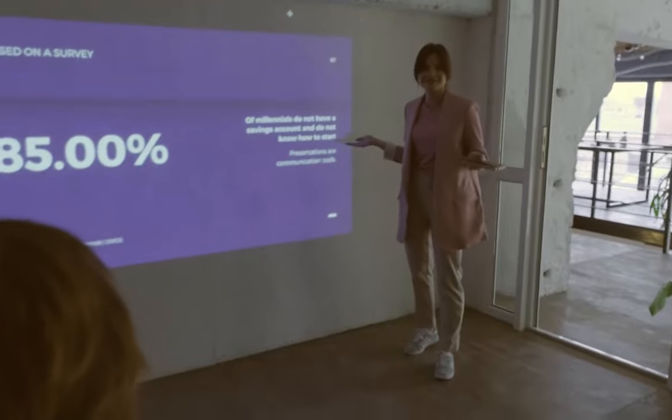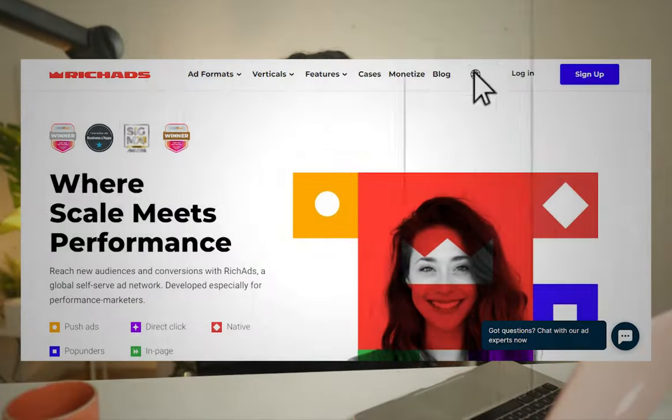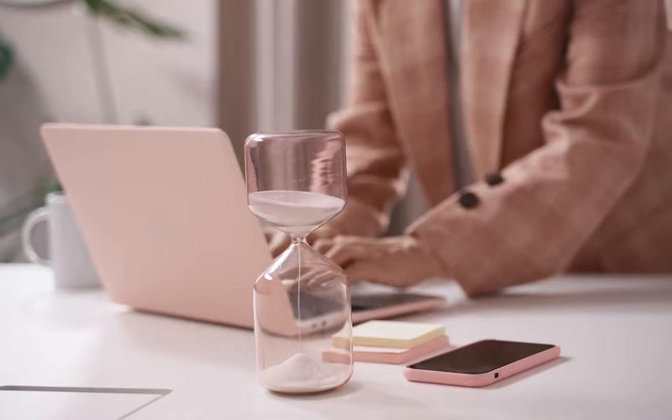Here we can move into the next step, which is setting up our first campaign. So to do this, you're going to head over to richads.com and click on sign up. Again, it's a very easy sign up process.